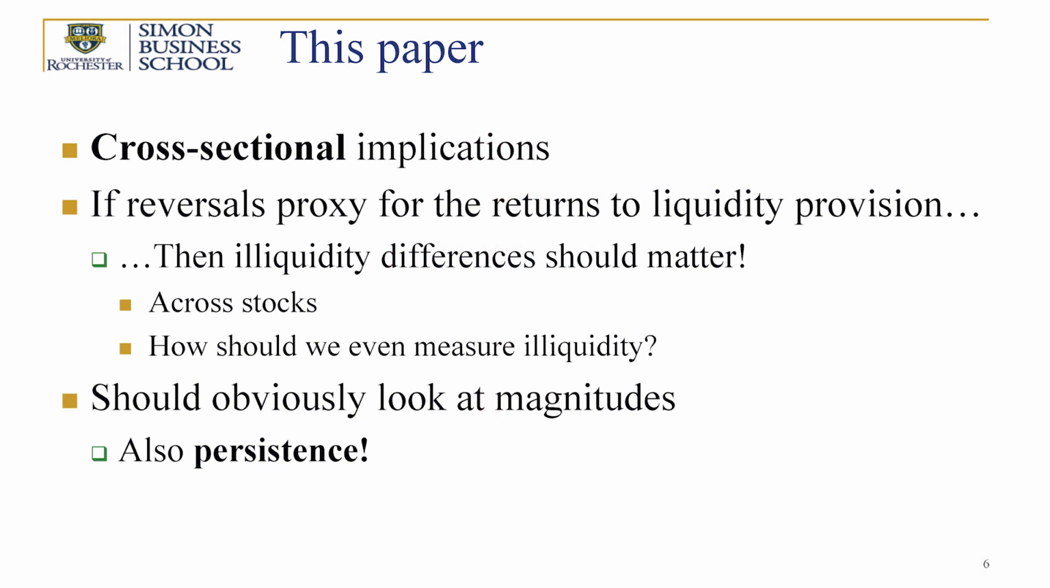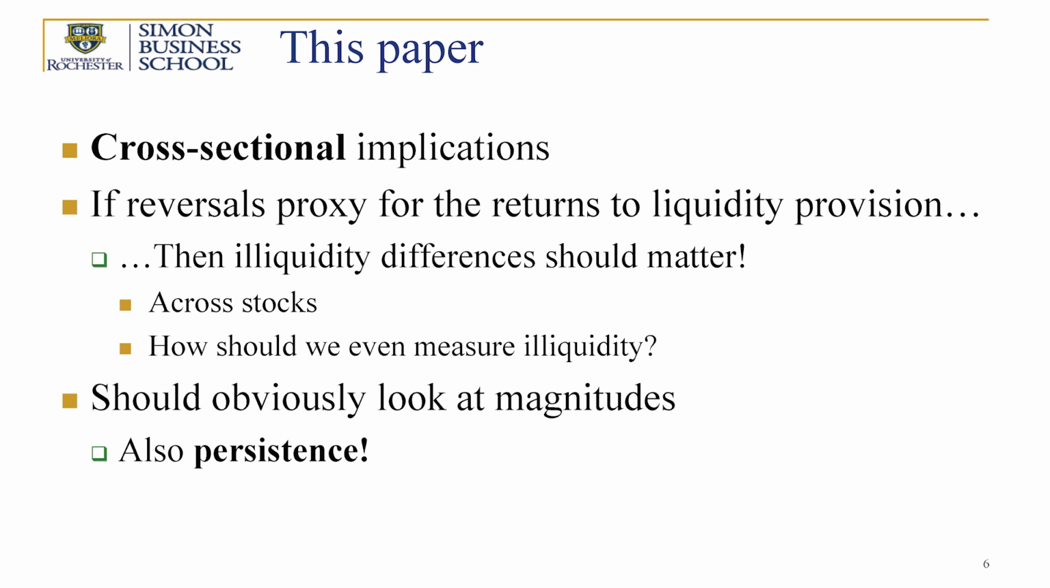In terms of what I'm doing, I think of this paper as being about the cross-sectional implications of that idea that the profitability of reversals is related to liquidity provision. Nagel provides evidence in the time series, but there are a lot of cross-sectional implications. It's not just about an aggregate phenomenon. We think that if liquidity matters for the profitability of making markets, we should see differences in reversals across strategies constructed using stocks with different liquidities.